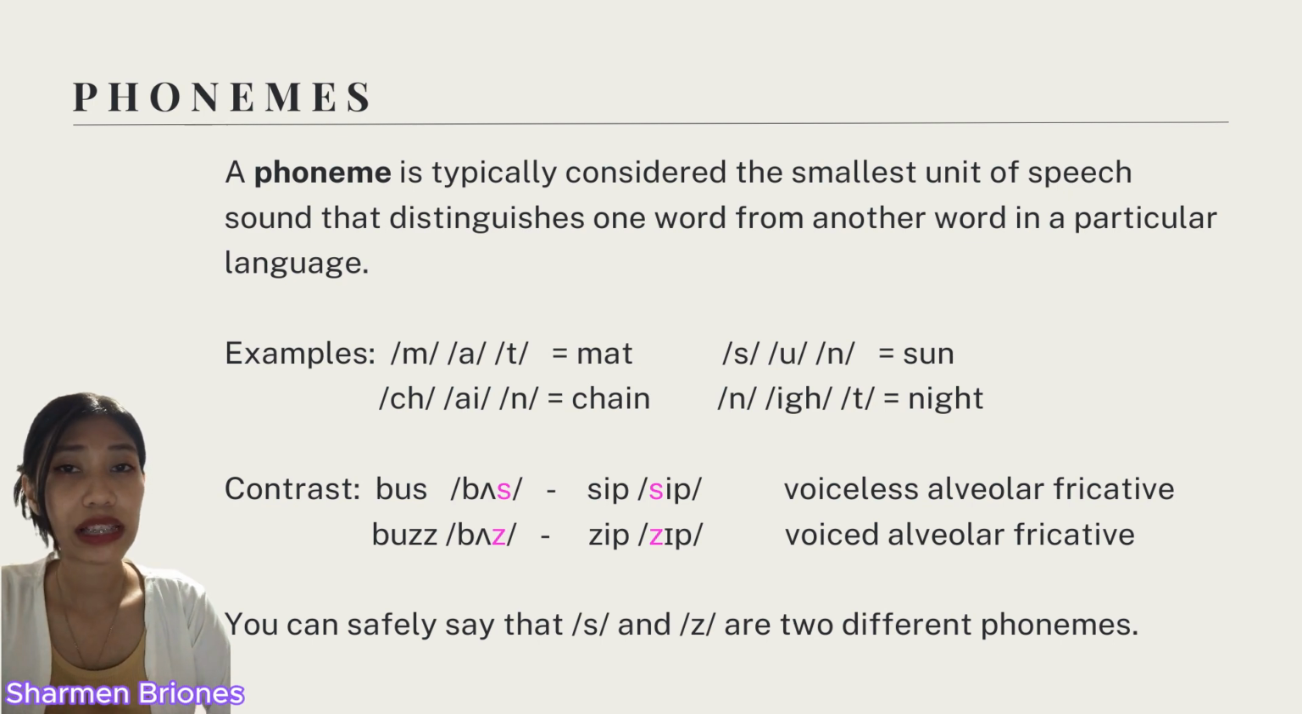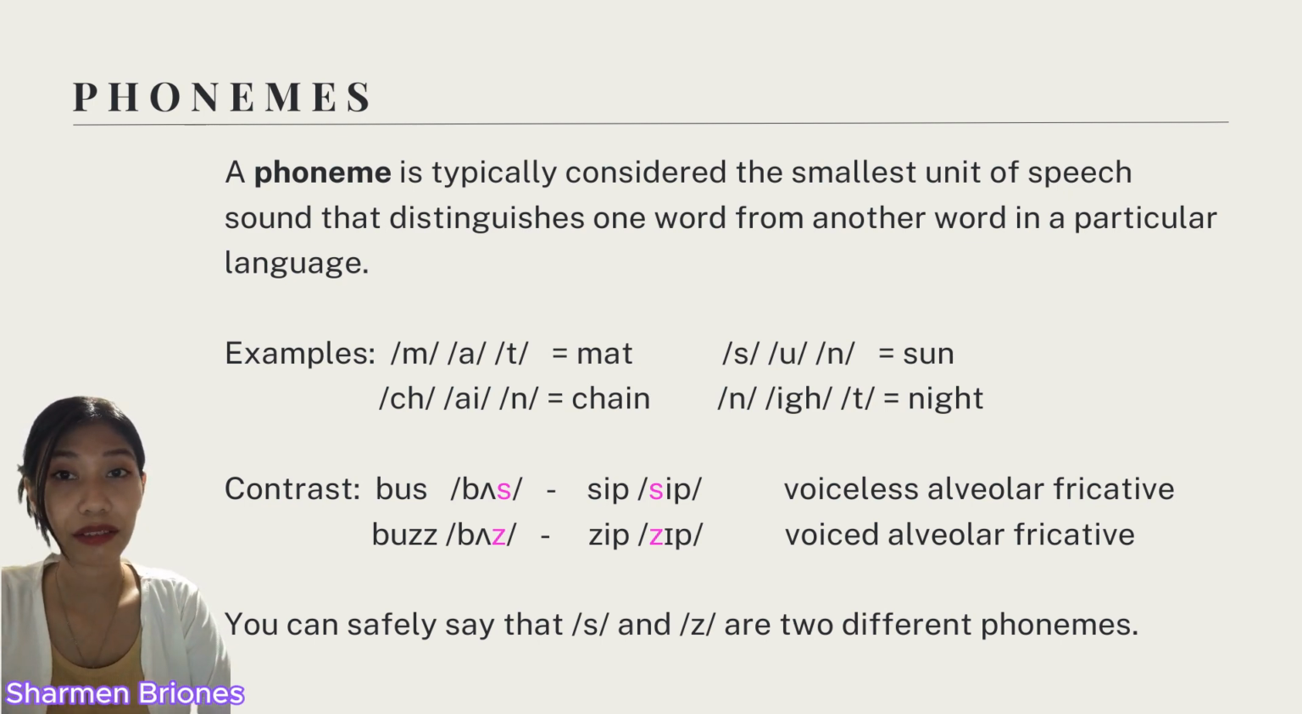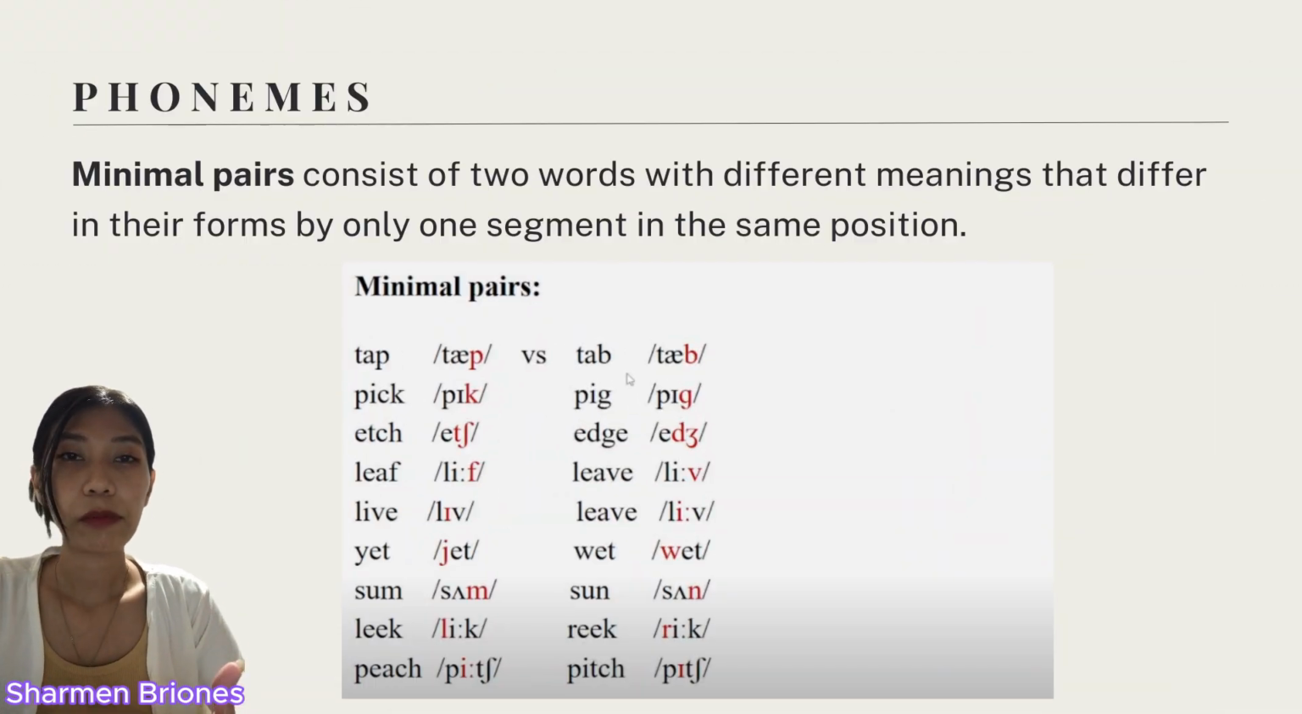The same goes with sip and zip. They contrast by only one segment in the same position. So we consider that S and Z are different phonemes in English because they contrast in this language, causing a difference in meaning. In English, there are 44 phonemes or word sounds that make up the language. They're divided into consonants, long and short vowels, and so on. These are some examples of contrastive phonemes. We call this pair of words minimal pairs.